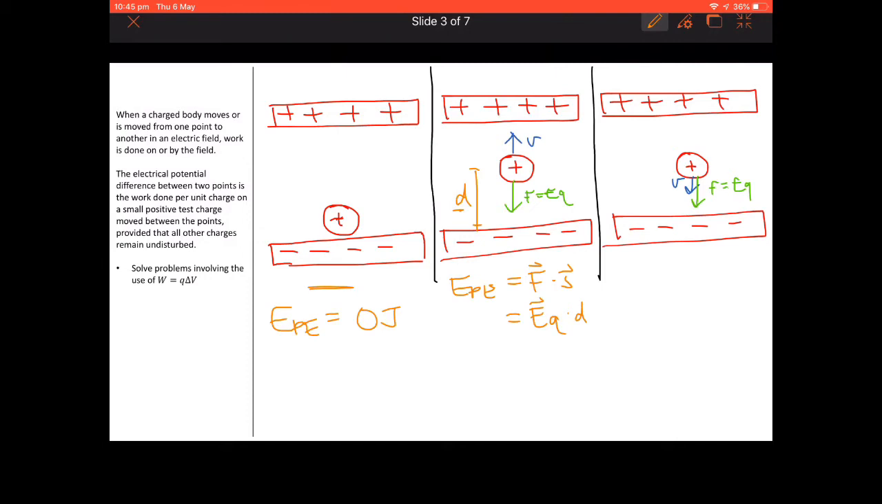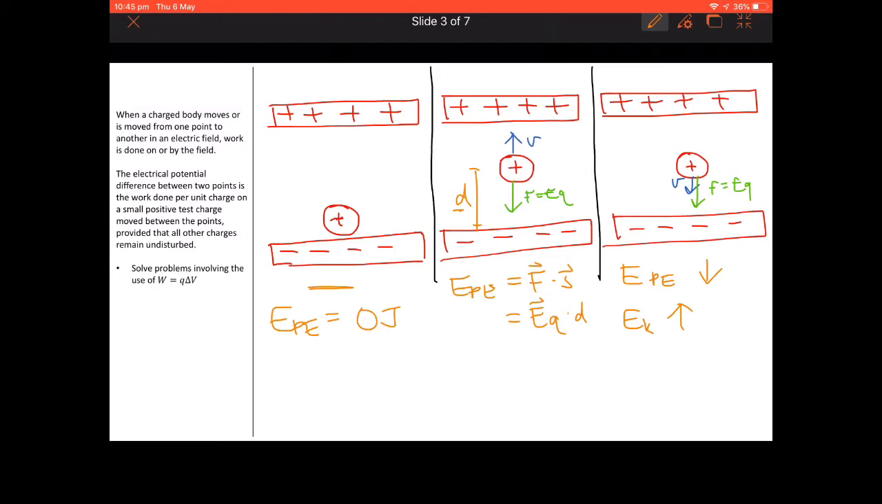In our third situation here, the charge is coming back towards the oppositely charged plate. As it moves back towards the opposite plate, the electrical potential energy decreases and the kinetic energy increases, so the energy due to motion.